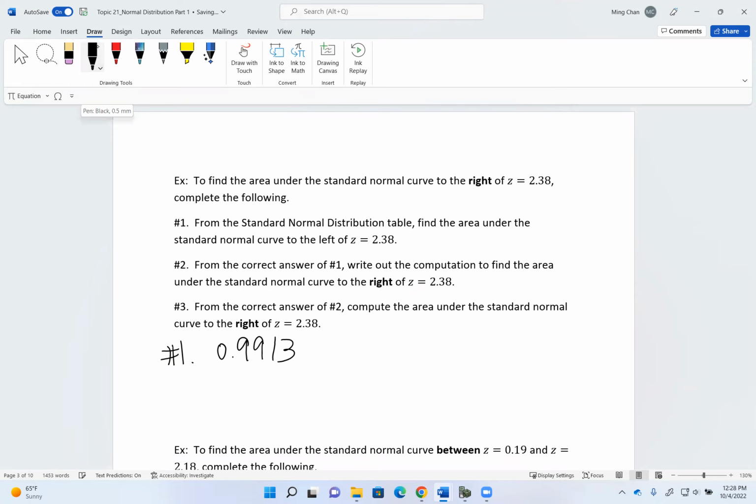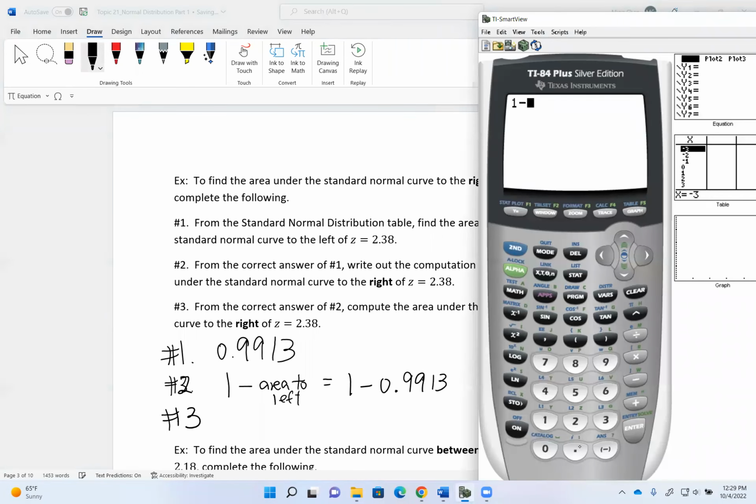So for the correct answer, write out the computation to find the area under the standard normal curve to the right. To find the area to the right, we will take 1 minus the area to the left. So that will just be 1 minus 0.9913. All right, probability always runs to 4 decimal places, so that will be 0.0087.